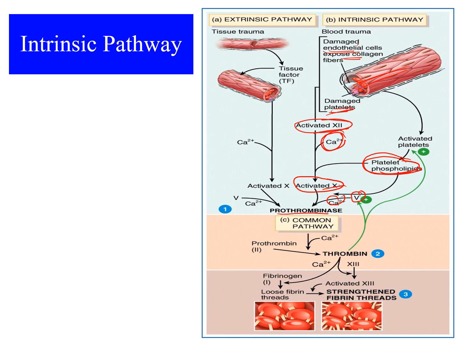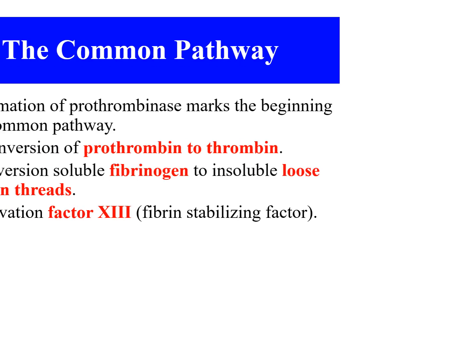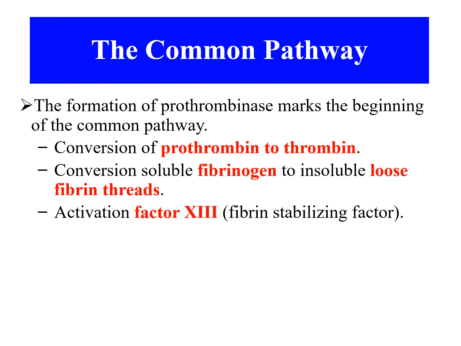So there is a series of events, but this sequence of events leads to the production of activated factor 10. Once factor 10 has been activated, it combines with factor 5 in the presence of calcium to form prothrombinase. So now we have seen how the intrinsic pathway happens. The common pathway is the convergence point. It's where the extrinsic and the intrinsic pathway meet after producing the enzyme prothrombinase. So the formation of prothrombinase marks the beginning of the common pathway.